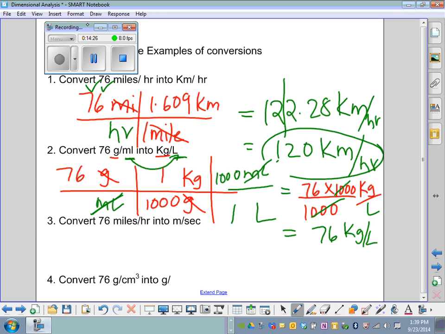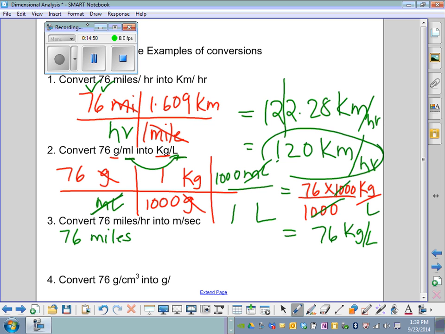76 times 1 times 1,000. I just wrote that 76 times 1,000. Right? And then it's 1,000 divided by 1,000. Right? I cancel out my thousands. It's 76 kilograms per liter again. Are we comfortable with this problem type? Yes, you'll have to do practice. Let's do one more problem as practice.